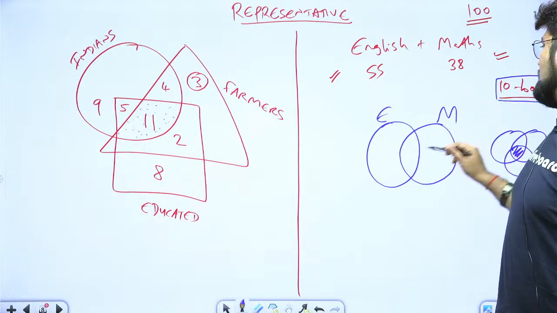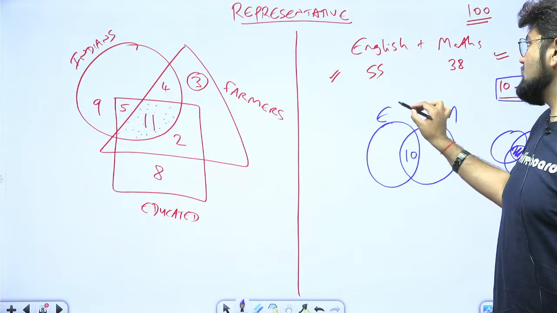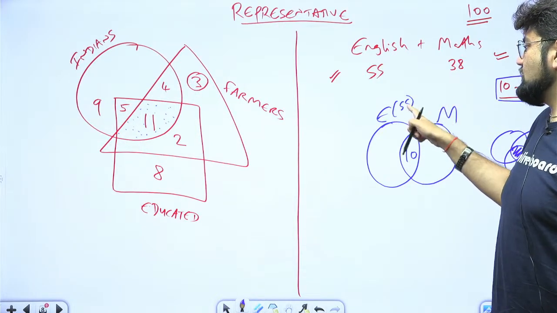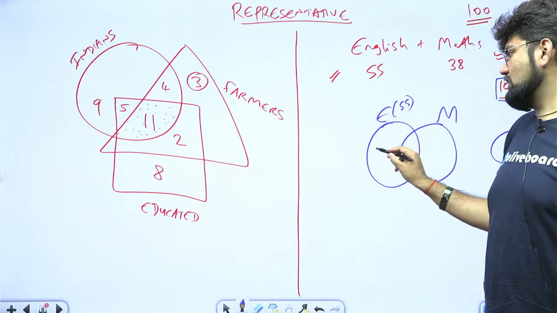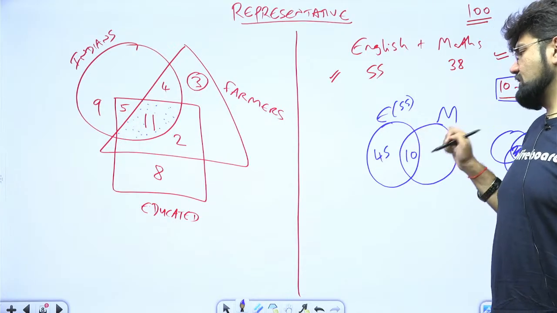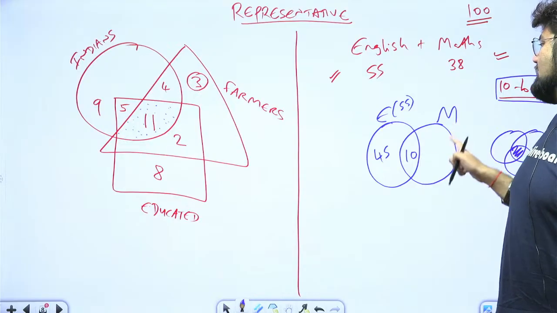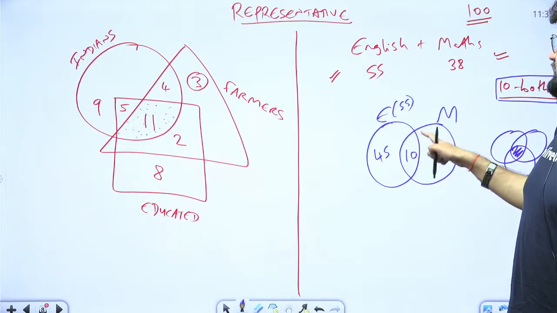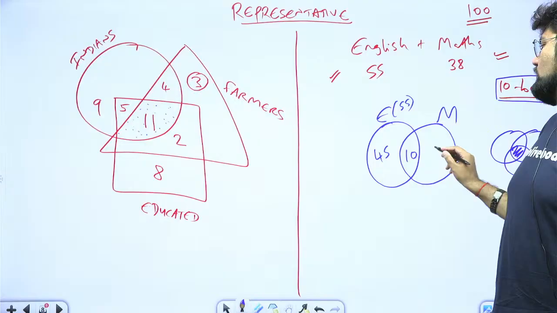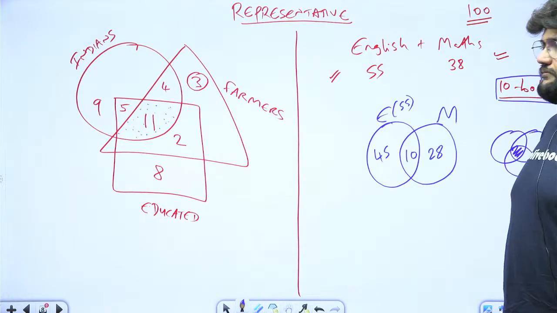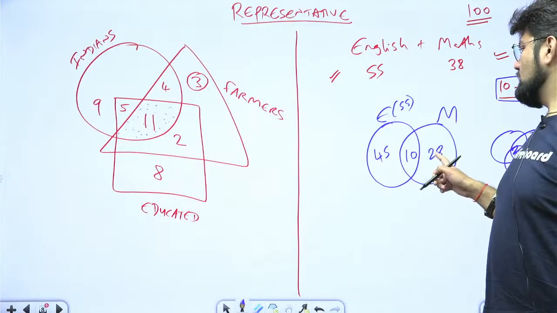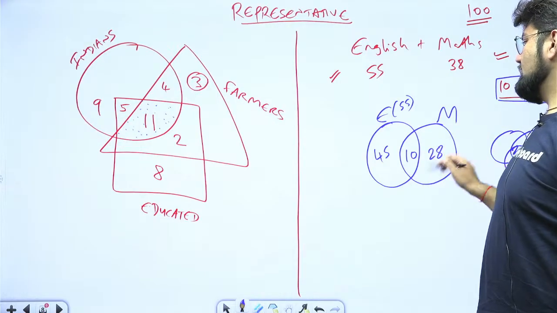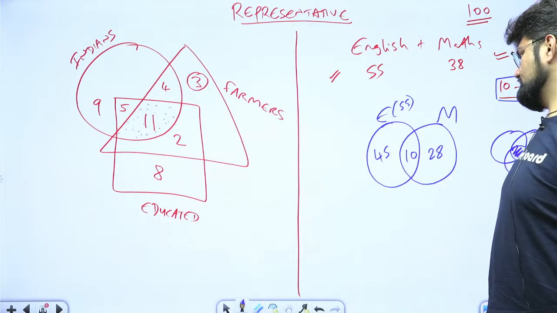If there were 3 entities, you would have always started filling from here. So now you will say 10 have passed in both, so 10 are here. I am saying English 55 has passed. 55 is the total under the English category, out of which 10 are for both. So how many are for English only? They are 45. 55 minus 10. Similarly, 38 are under the Maths category. 10 are under both. So how many only in Maths? 28. Now the total has to be 100. Check the total here. What is the total?